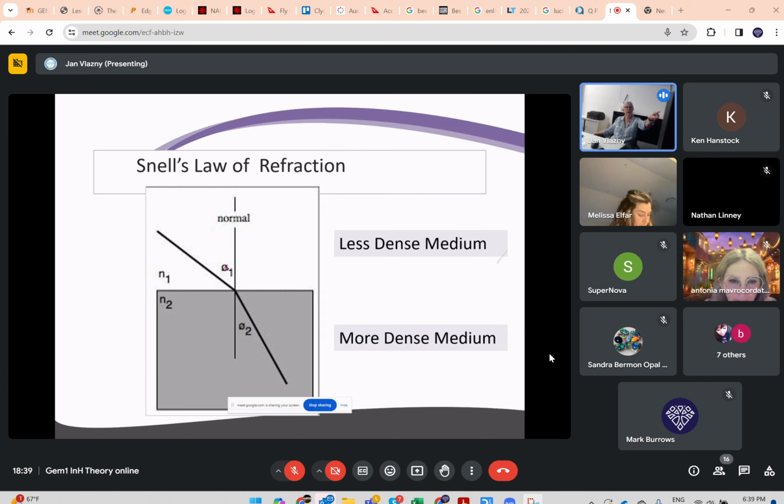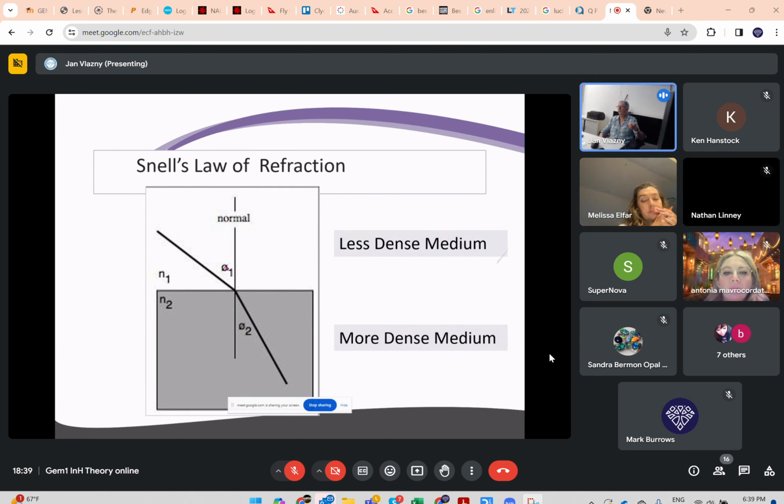So whatever it was for air and diamond, that ratio between the incident angle and the refracted angle will be the same for all diamonds, within reason, at the same temperature. It could be different if you heat a diamond up to 500 degrees Celsius. So what it's saying is, for two particular mediums, the bending that will happen will have the same ratio.